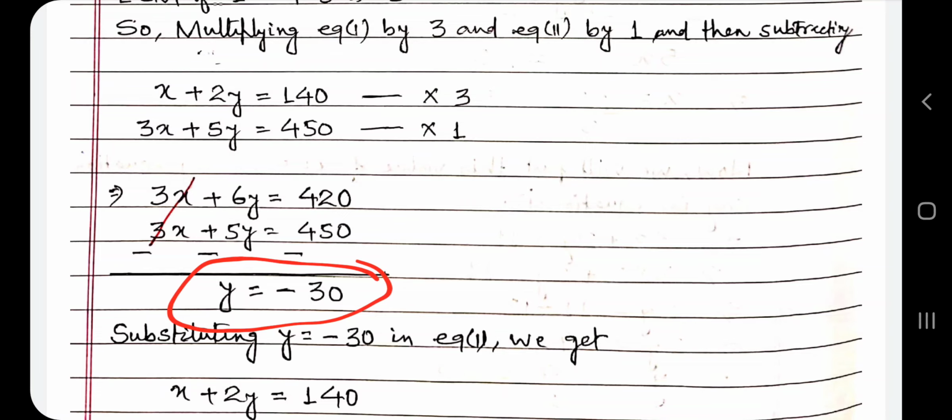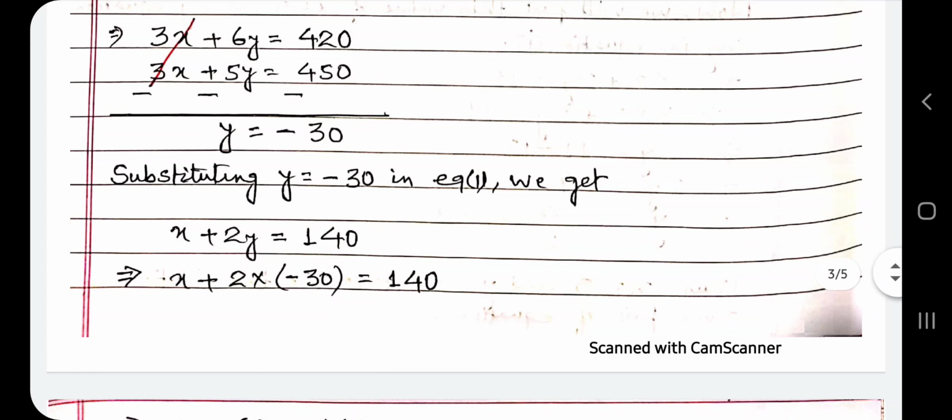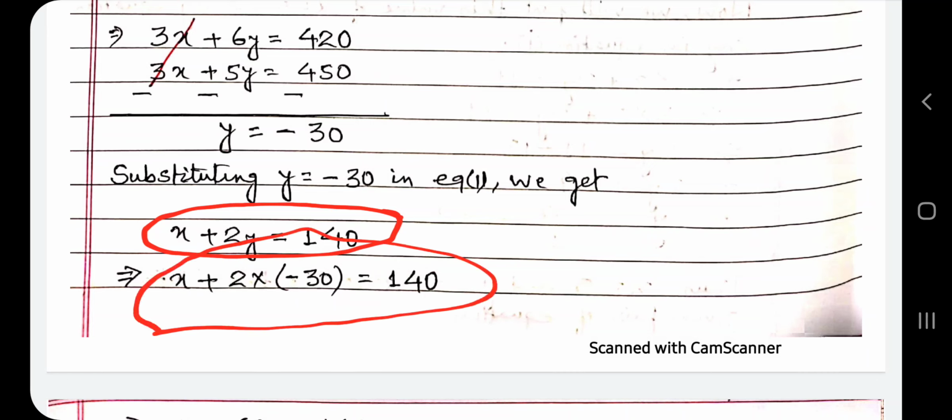We got the value of y. Now we will substitute this value of y = -30 in either equation 1 or equation 2. So now I have put the value of y in equation 1. Equation 1 was x + 2y = 140. So when y is -30, we get x + 2 into -30 = 140.